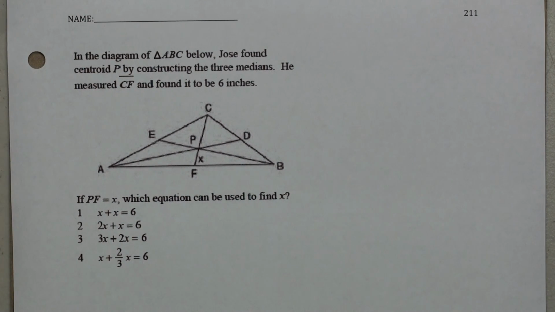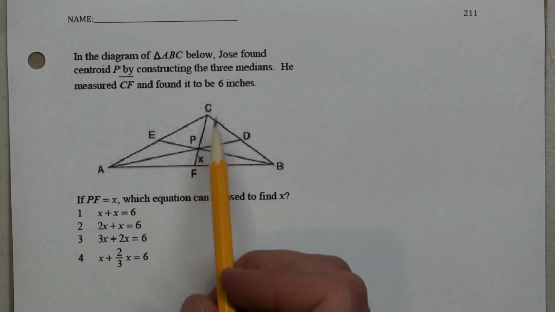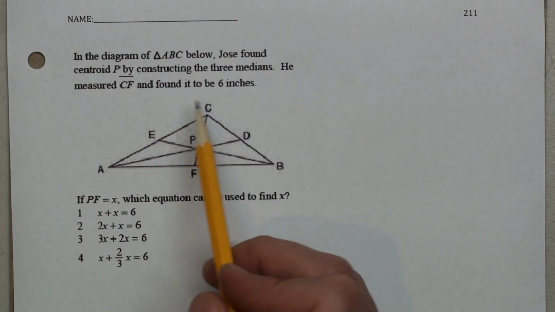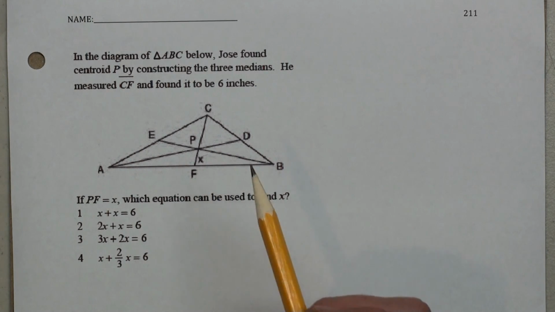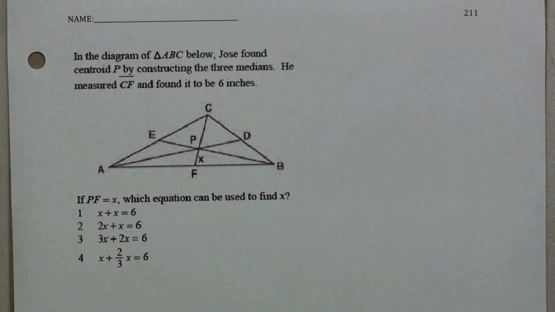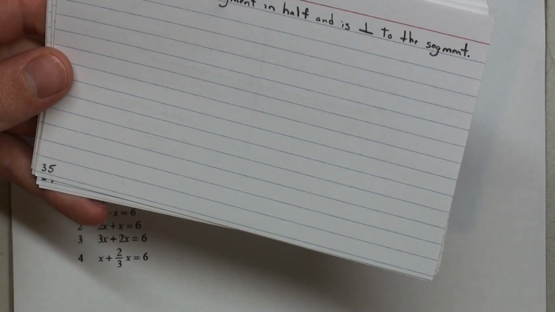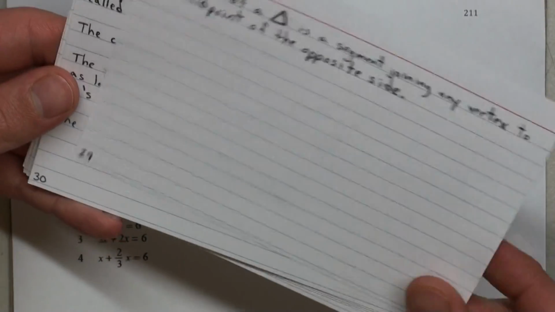More talk about centroid and orthocenter, incenter, and circumcenter. So let's see. I have a feeling I know what these problems are about. So this is a centroid, which means these are medians. He measured CF and found it to be 6 inches. Look at this. Let's see. Let's go to centroid.